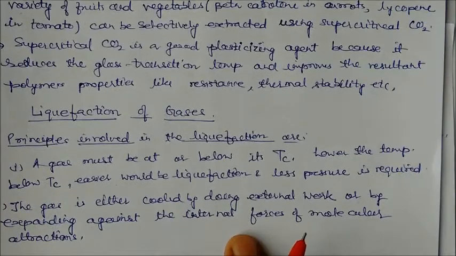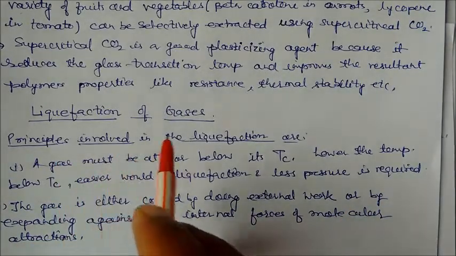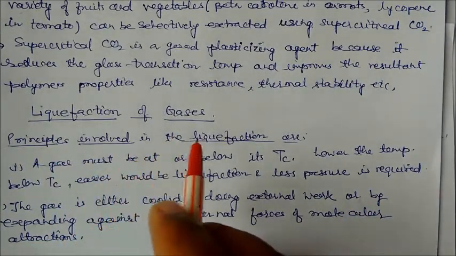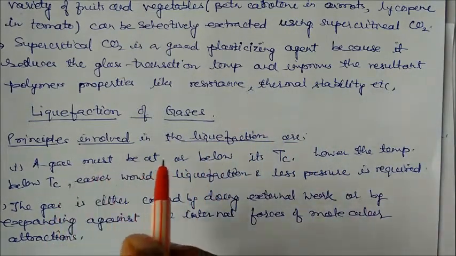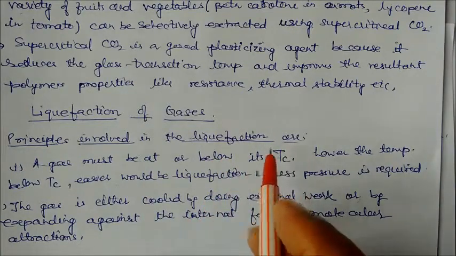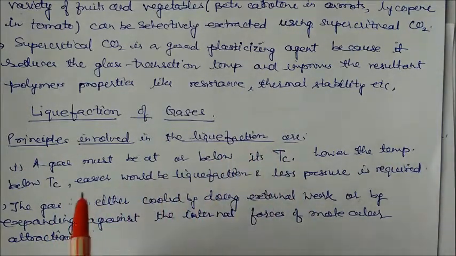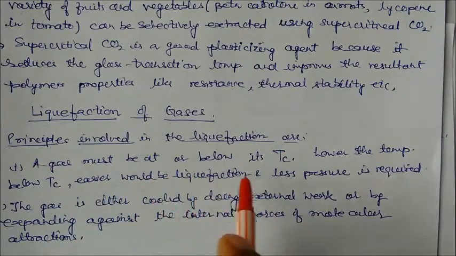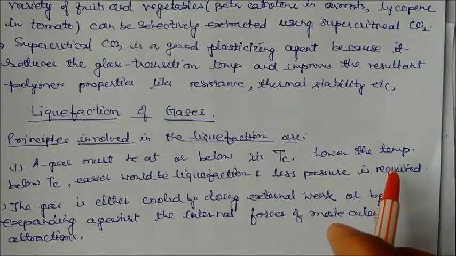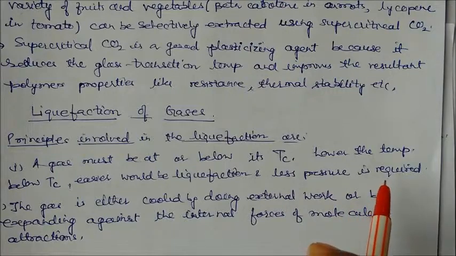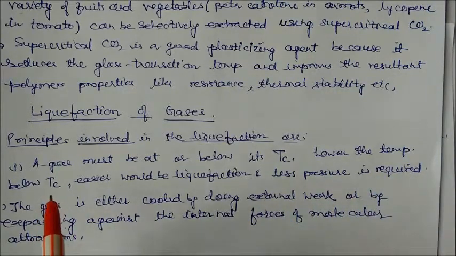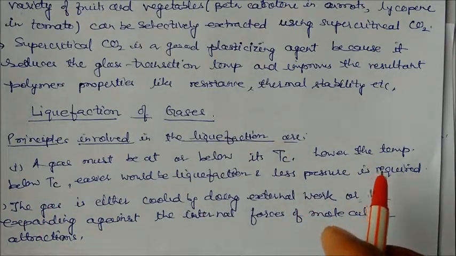Now we will see how to liquefy gases. Liquefaction of gases. Already we have seen the Andrews experiment on how to liquefy gases. So what are the principles involved in the liquefaction of gases that we saw during the experiment done by Andrews on carbon dioxide? The gas must be at or below its critical temperature. The lower the temperature below the critical temperature, the easier the liquefaction and the less pressure is required. So below or at the critical temperature, it is easier to liquefy gases.